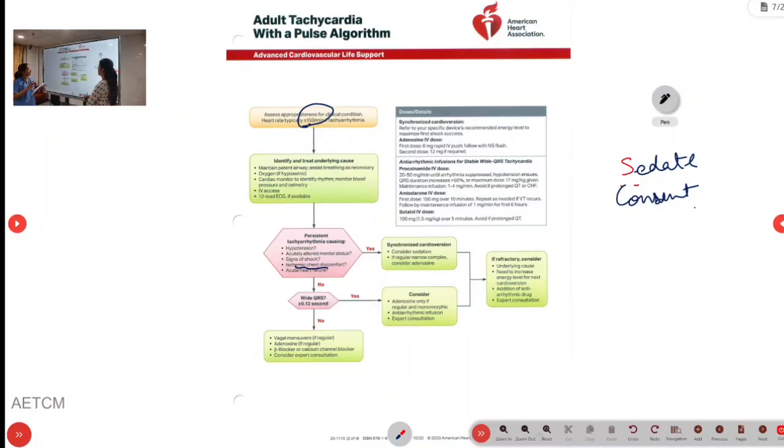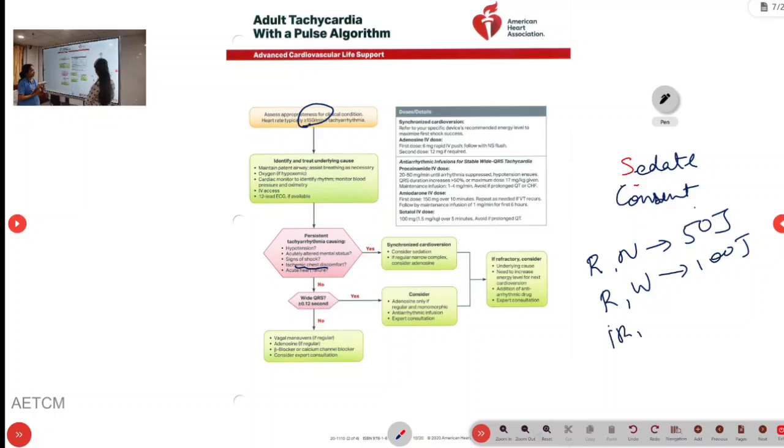joules. Okay. So previously it was told that if the patient is having regular narrow complex tachycardia, like SVT and all, we start with 50 joules. If it is regular but wide, we can start with 100 joules. If it is irregular, narrow, like AF and all, we will have to start with 150 joules. That was in the previous ACLS guidelines. Now it is told that maximum joules can be given.